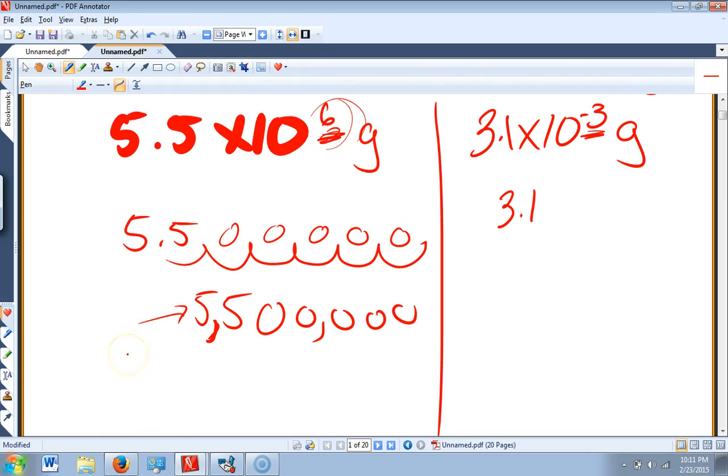5.5 million is much bigger than 5.5. So here, 3.1 should be getting smaller. We're starting at 3.1, and we're going to hop 3 places to the left: 1, 2, 3, because that's how we get smaller. We fill in our hops with zeros, and now we move the decimal. So, 0.0031 grams.